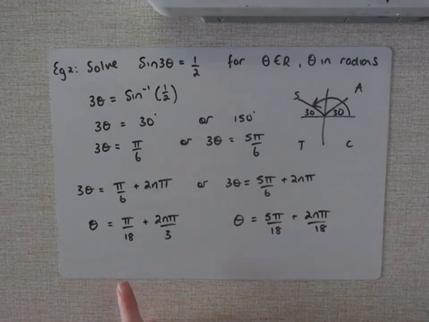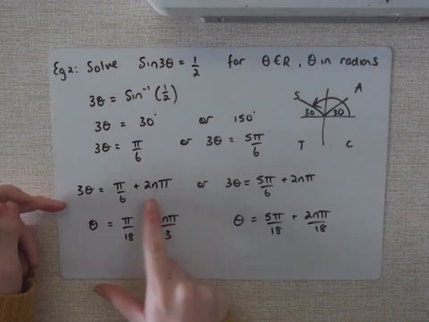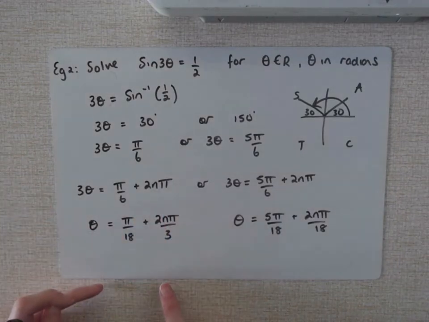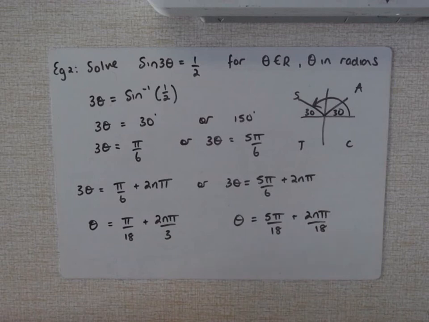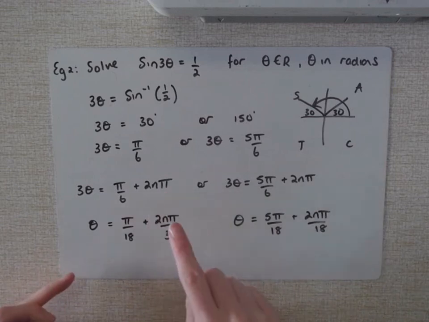So it's really important that you get the 3 theta and the general solution, then you divide by 3. Don't divide by 3 and then add on your 2n pi. That's wrong, okay?